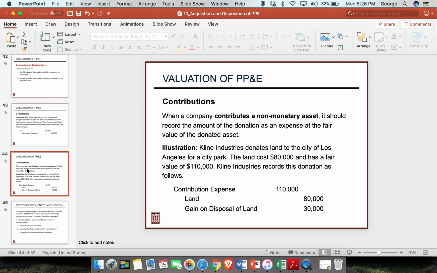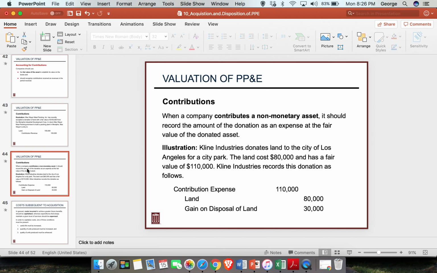Klein Industries donates land to the city of LA for a city park. The land costs $80,000 and has a fair value of $110,000. Klein Industries records its donation as follows. We debit contribution expense for $110,000. We'll credit land because it's gone, $80,000.